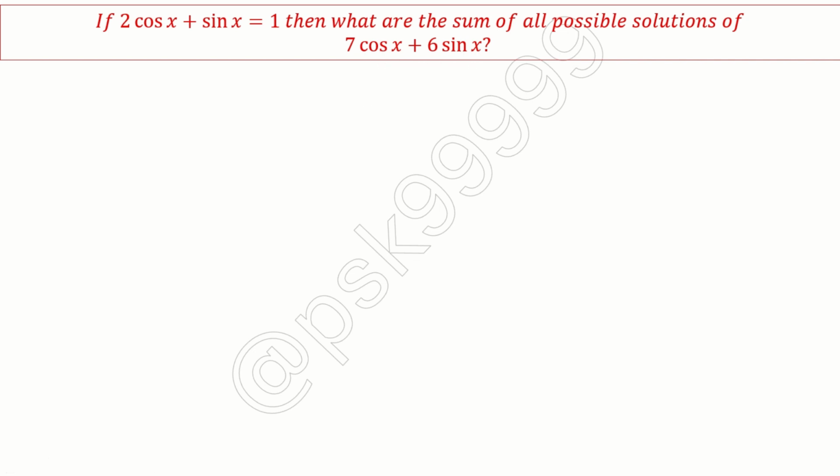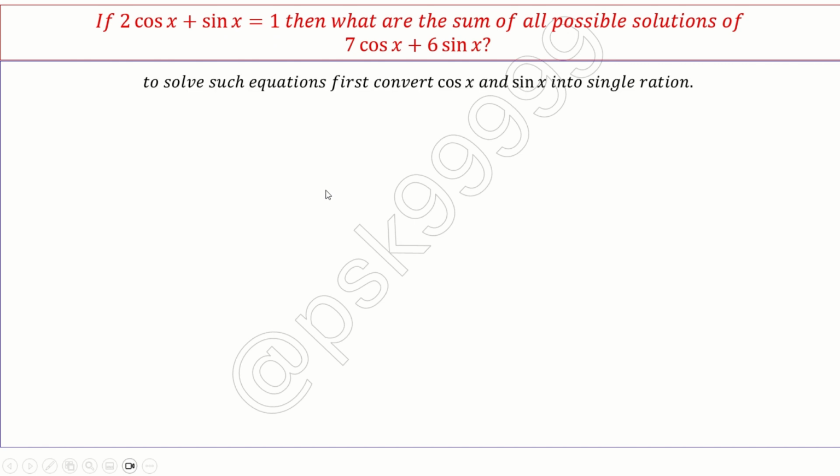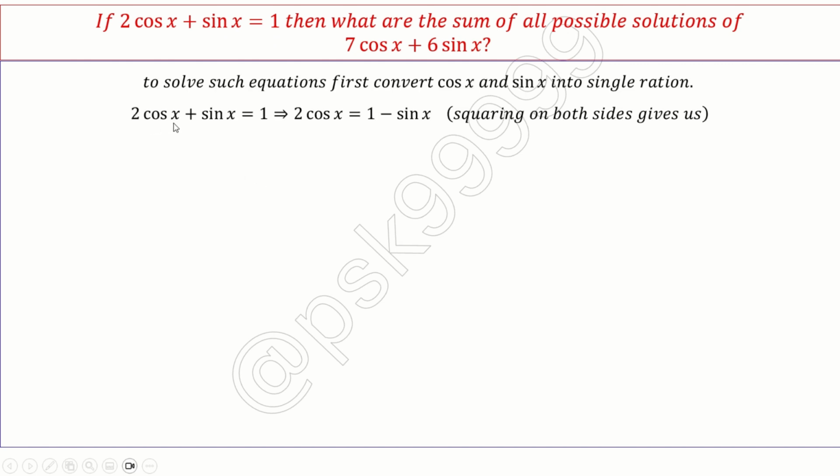So the best way is to convert everything into only one of the trigonometric ratios, either cos x or sin x. That should easily help us. Once you know one of them, let's say I know sin x, then cos x I can derive very easily: 1 minus sin x by 2. So let's do that. How can we do that? 2 cos x plus sin x equals 1. I'll take sin x to the other side, so 2 cos x equals 1 minus sin x.